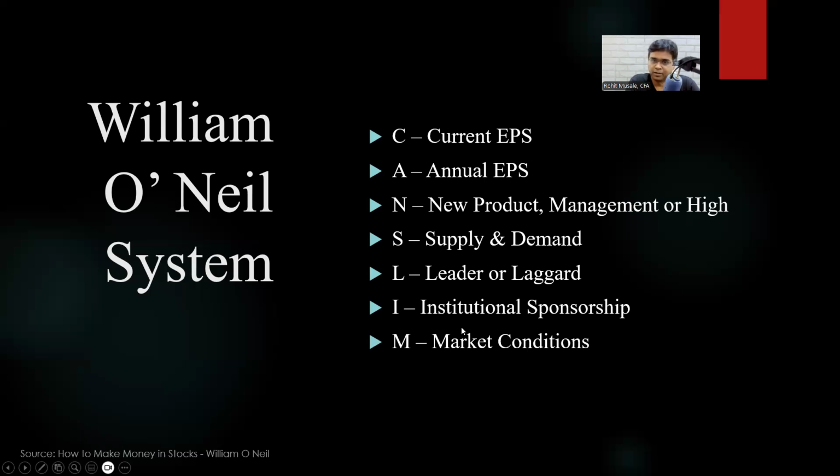So look for a stock that comes closer to the CanSlim criteria. No stock will meet all of the criteria, but there will be stocks which come very close to the CanSlim criteria. So we increase our odds of success.